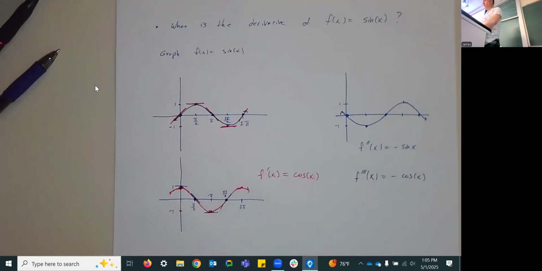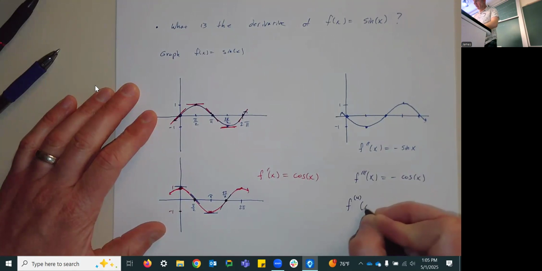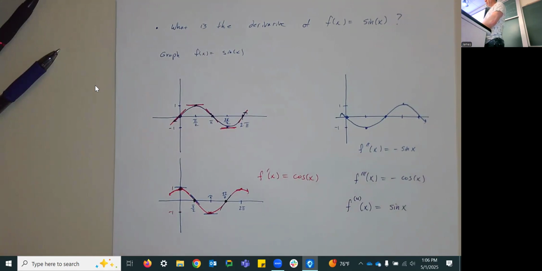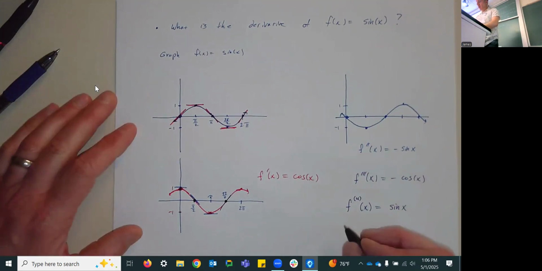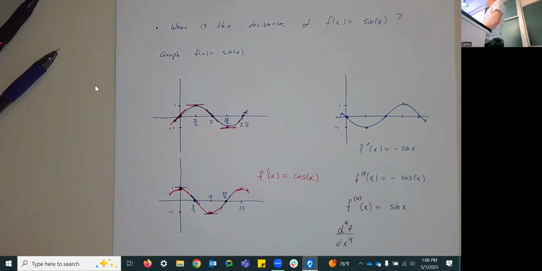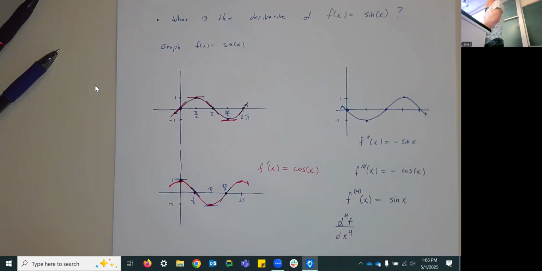Some notation here: after you get to the fourth derivative, you stop writing the little prime notations and you write the number in parentheses as a superscript. So the fourth derivative, f parentheses 4 of x, would equal sine of x, back to where you started. Another notation for this, if you prefer, would be d fourth of f over dx to the fourth. That's another way of writing the fourth derivative using the Leibniz notation. It's kind of annoying, but it is what it is. So the derivatives of sine and cosine just go in a cycle.